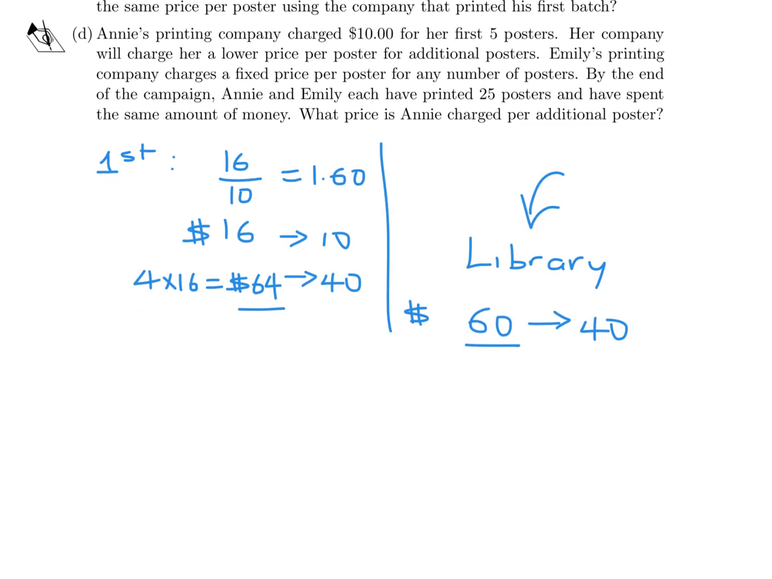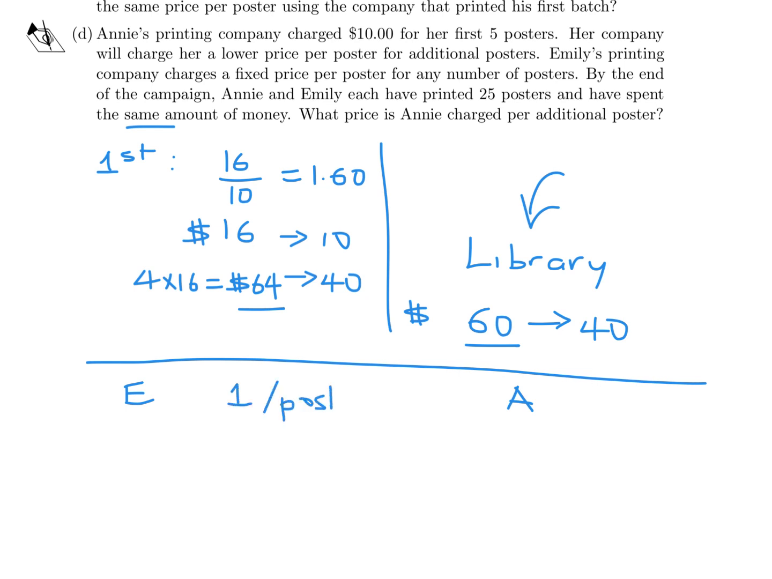And finally, the last part, Annie's printing company charged $10 for her first 5 posters. Her company will charge her a lower price per poster for additional posters. Emily's printing company charges a fixed price per poster for any number of posters. By the end of the campaign, Annie and Emily each have printed 25 posters and have spent the same amount of money. What price is Annie charged per additional poster? Okay, so we got Emily and we got Annie. So Emily is $1 per poster, according to the previous calculation, and Annie is $1.60 per poster.